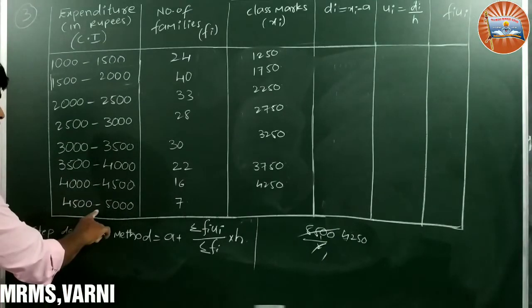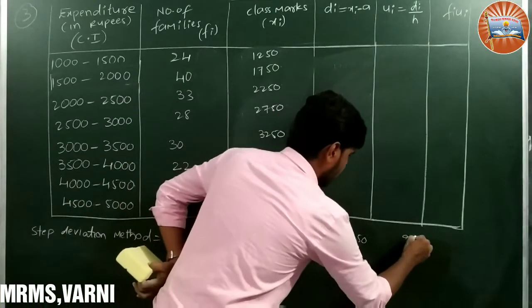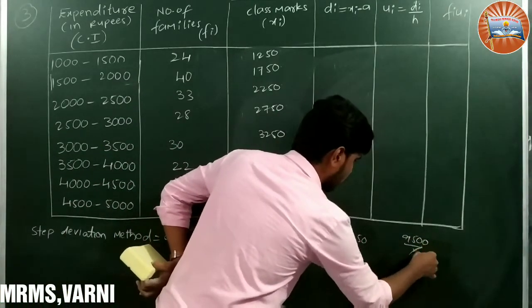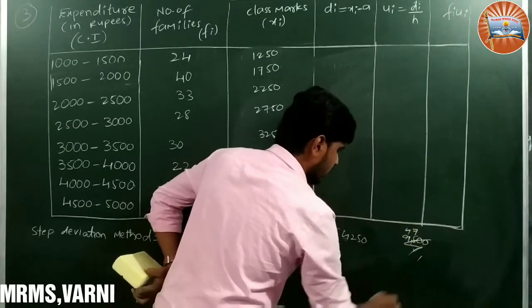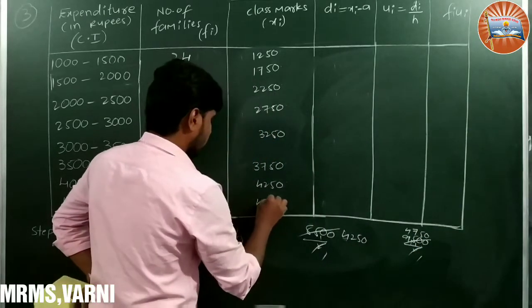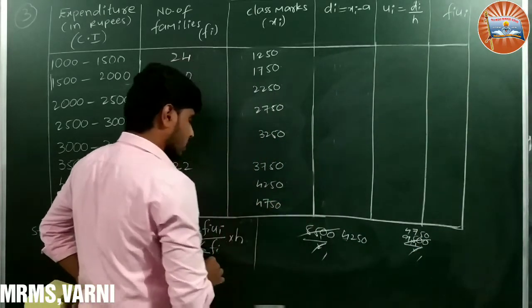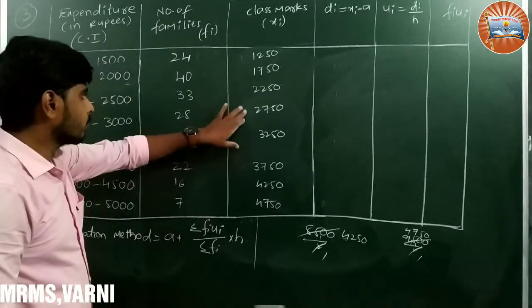Next, 4500 to 5000, nothing but 9500. So 9500 by 2. 2 fours are 8, 1 carry, 2 sevens are 14, again 1 carry, 5, 0. So 4750. Okay, right.